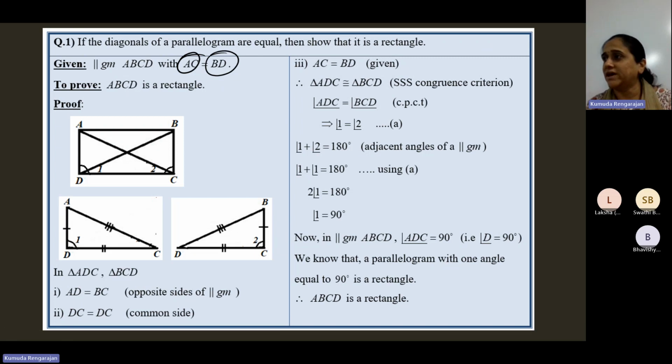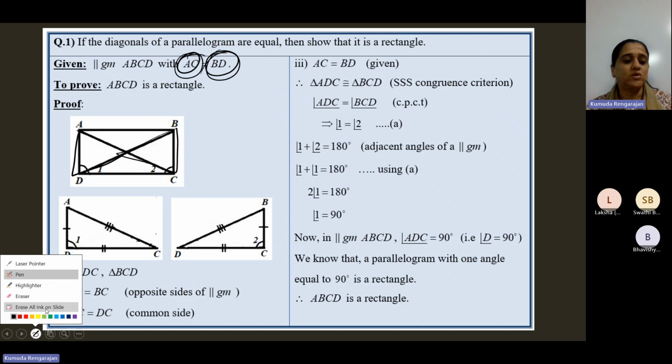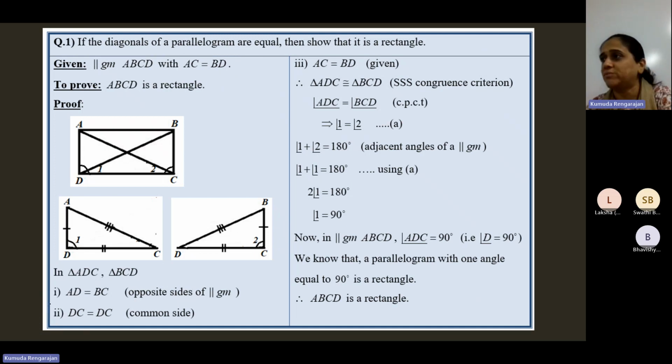Some information is given, right? You should be able to use that information. Supposing you take this triangle and this triangle, how will you use that information? AC equal to BD. Consider two triangles where you can use the information provided. AC is one diagonal, BD is the other diagonal. So we take this triangle where we have diagonal AC, and this triangle where we have diagonal BD.